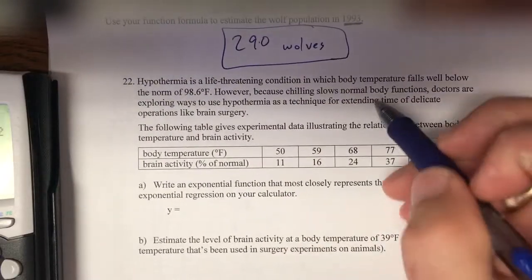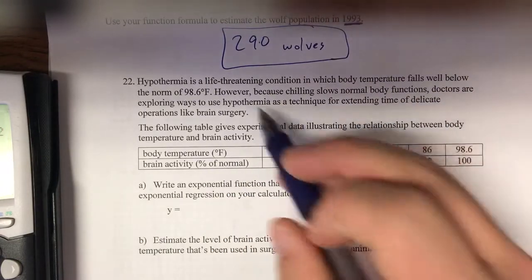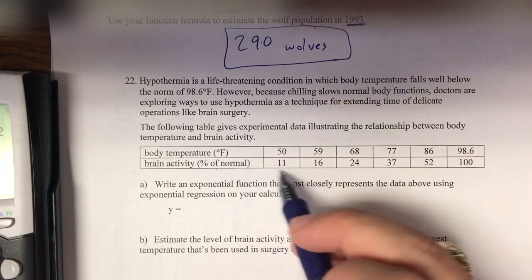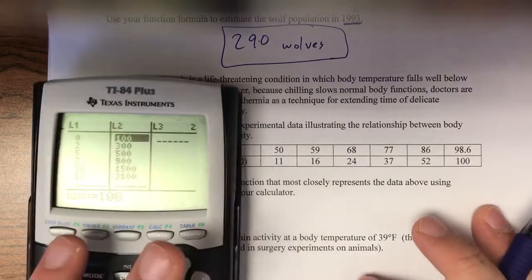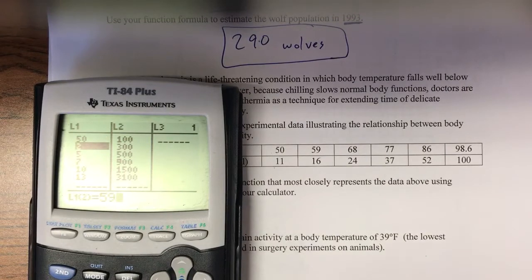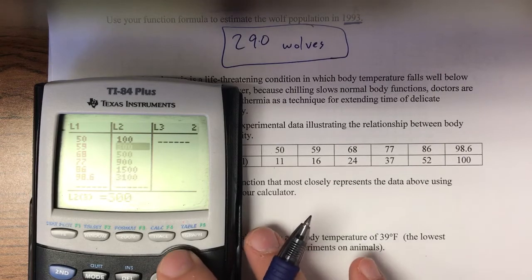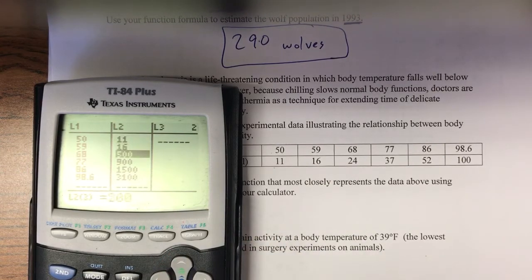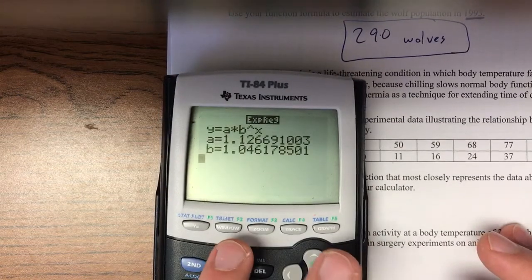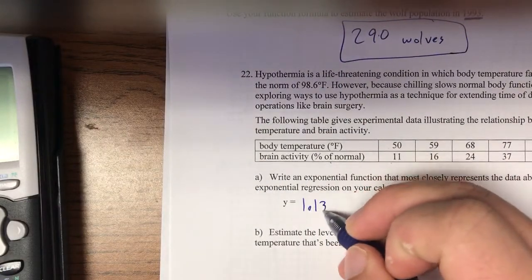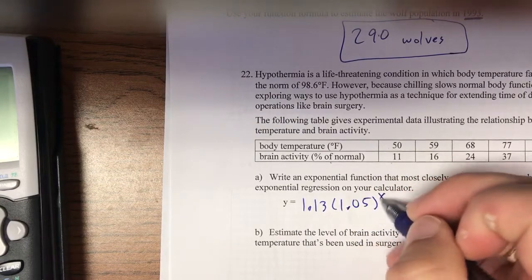Number 22, we got this hypothermia illustration right here with what percent of your brain activity is happening when your body is a certain temperature. We'll put it in our calculator. Stat edit, 50, 59, 68, 77, 86, 98.6, 11, 16, 24, 37, 52, and 100. Go back to stat. We'll go to ExpReg, which is number 0. Go all the way through. There's our A and our B. So 1.13, 1.05 raised to the x power.